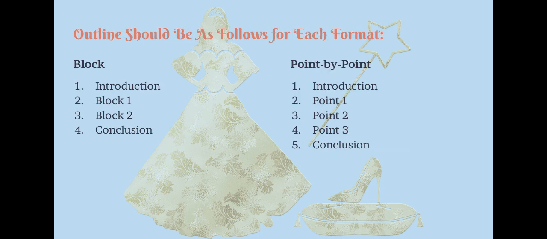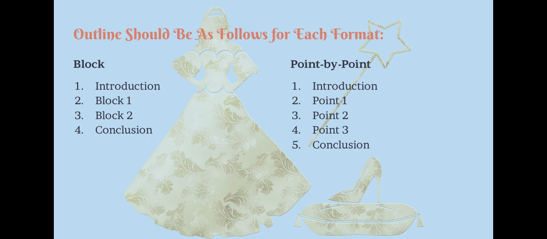Depending on which type of outline you used, you are going to number the pages as follows. If you are using the block outline, you are going to number the first page and label it Introduction. You're going to number the second page with a 2 and put Block 1. The third page, Block 2. And the fourth page, Conclusion.